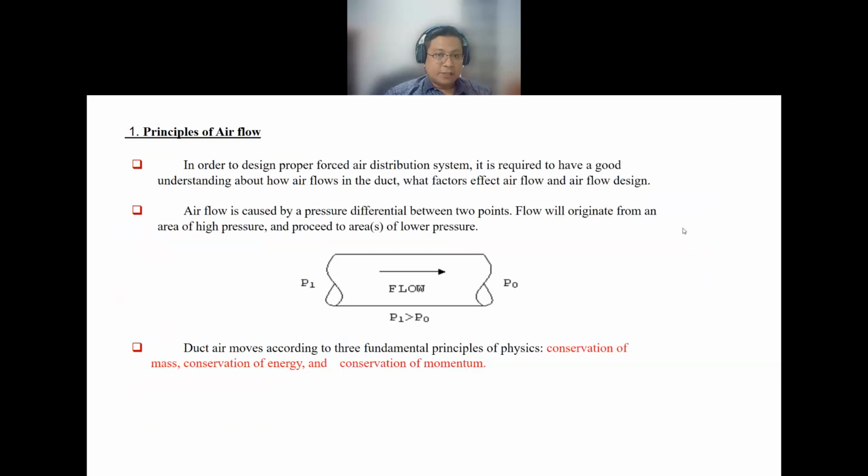Now we go back to the airflow system formula. Principle of airflow: in order to design a proper forced air distribution system, it is required to have a good understanding of how air flows in the duct, and what factors affect airflow and flow design. Airflow is caused by a pressure differential between two points. Flow will originate from an area of high pressure and proceed to an area of low pressure.